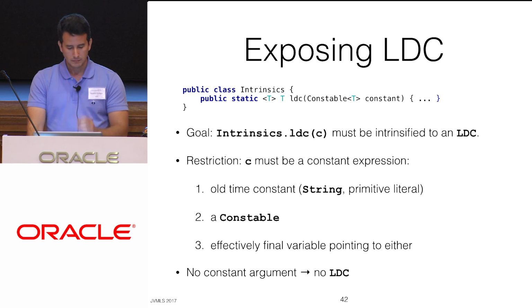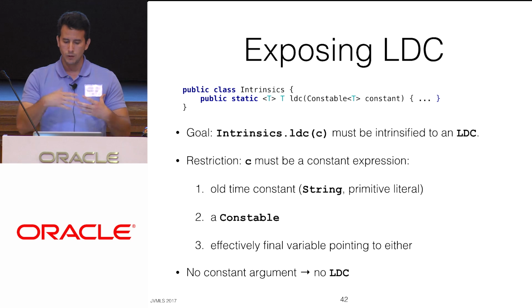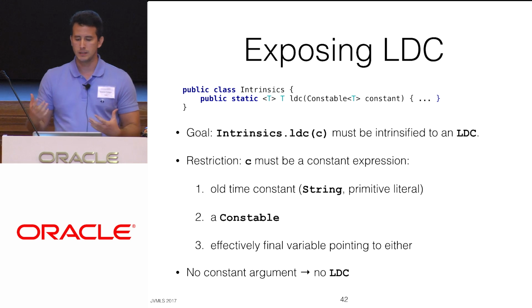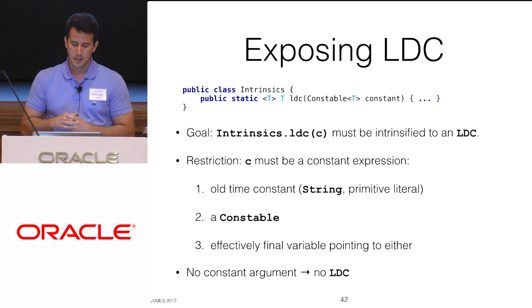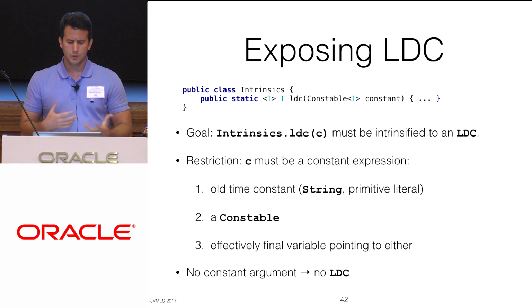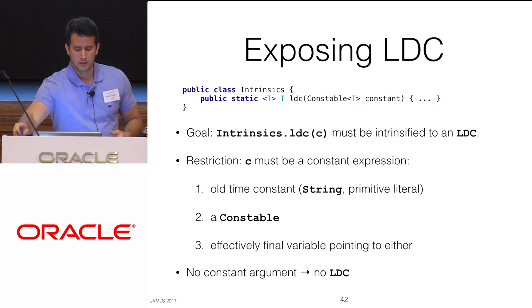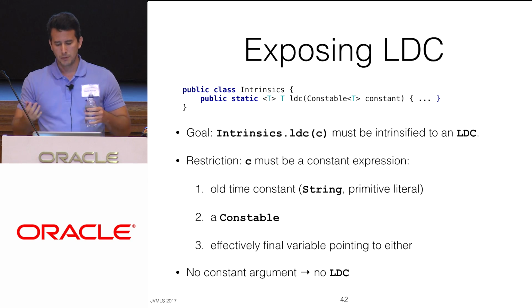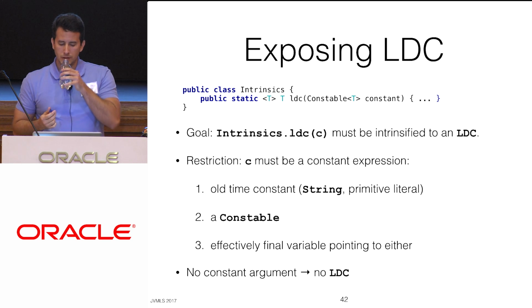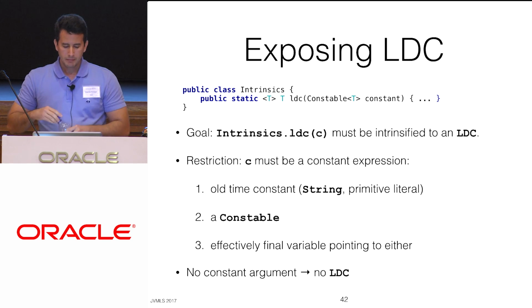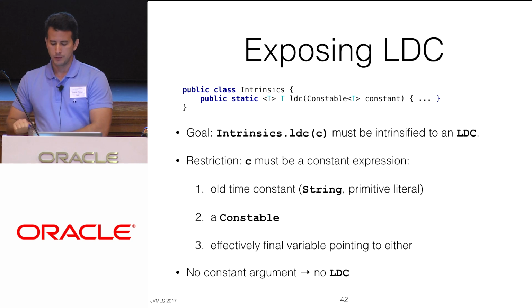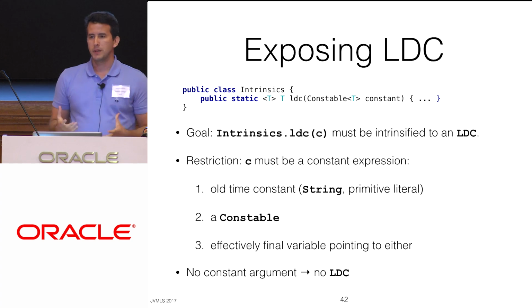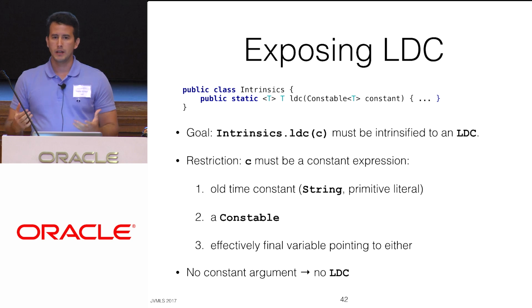LDC receives a constant, and the idea is to make this call be intrinsified into an LDC and actually have that in the bytecode, with the restriction that the argument has to be a constant expression. It could be a string or primitive literal or a box of that. It could be a constant, sorry. Or it could be an effectively final variable pointing to one or the other. If the argument is not a constant, the compiler will issue a compiler error.